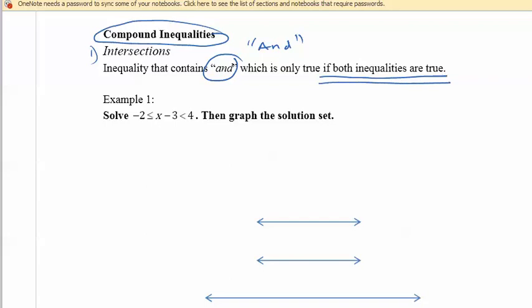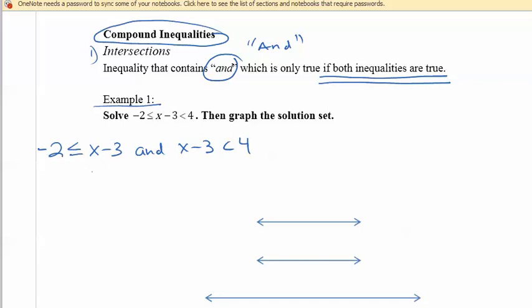So what happens is you have two inequalities combined together, such as in example 1. We're going to look at that one. And so when you see an inequality written like this, you can assume that it means and. The other type of inequality will contain the word or, but you will never see it look like this. So when you see this, this means negative 2 is less than or equal to x minus 3, and x minus 3 is less than 4.